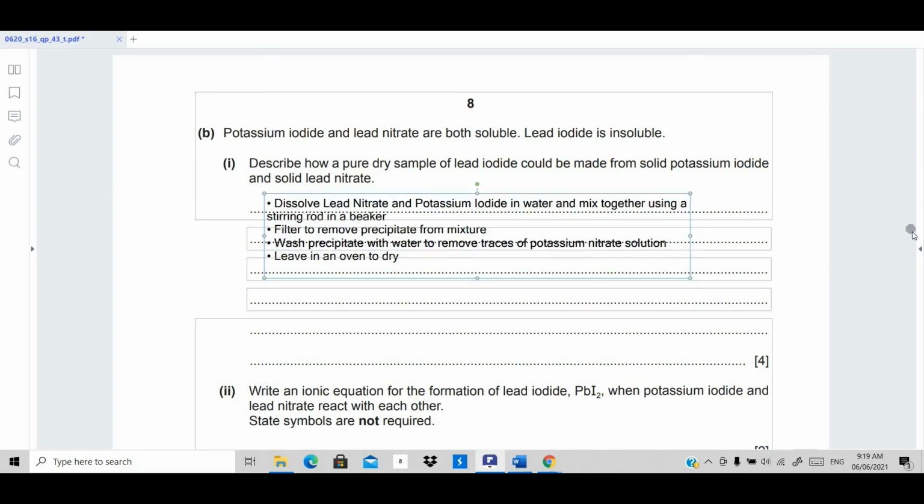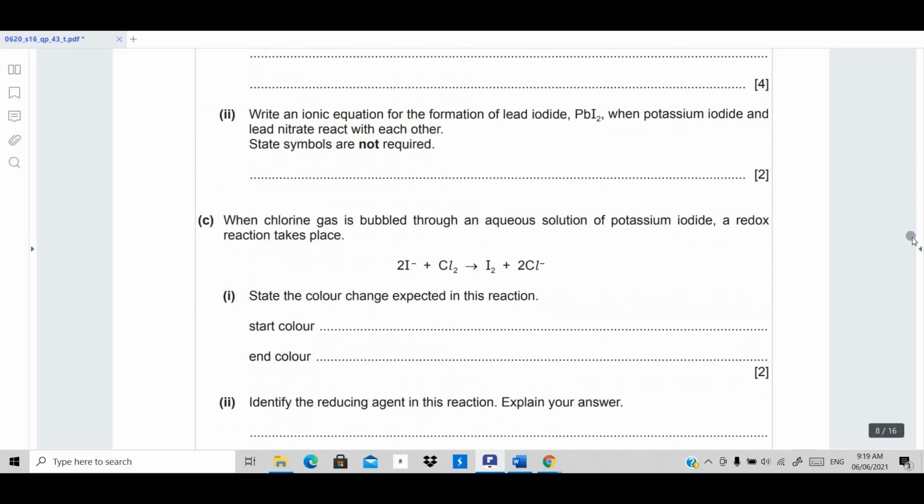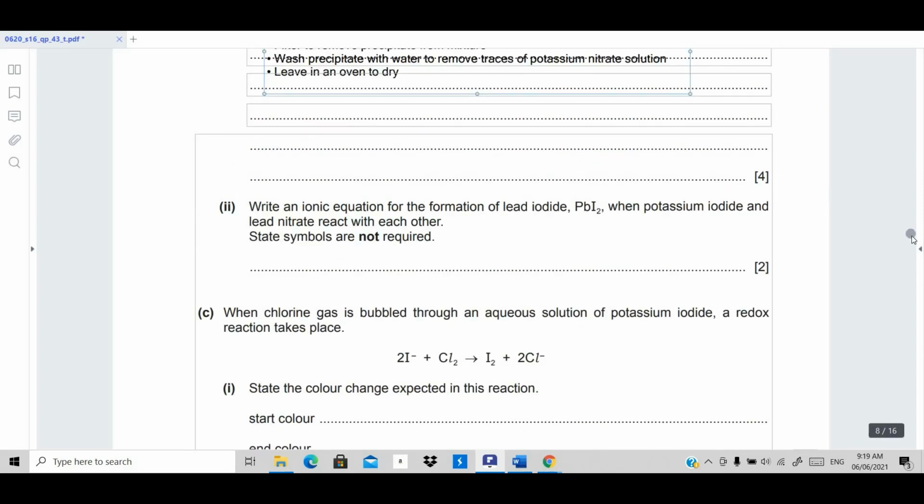Moving on to part 2, write an ionic equation for the formation of lead iodide, PbI2. This is the chemical formula for this compound. When potassium iodide and lead nitrate react with each other, state symbols are not required. State symbols means the states, for example, if it's gaseous, solid, or liquid. Okay, I'll explain that.